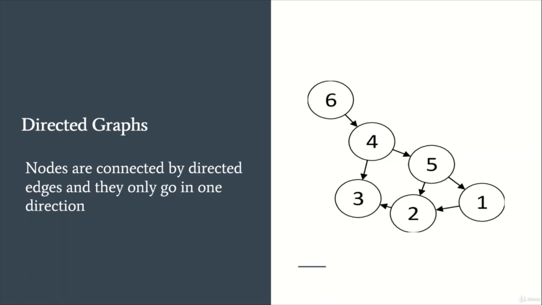In a directed graph, nodes are connected by directed edges. They only go in one direction. For example, if an edge connects node 1 and 2, but the arrowhead points towards 2, we can only traverse from node 1 to node 2, not in the opposite direction.